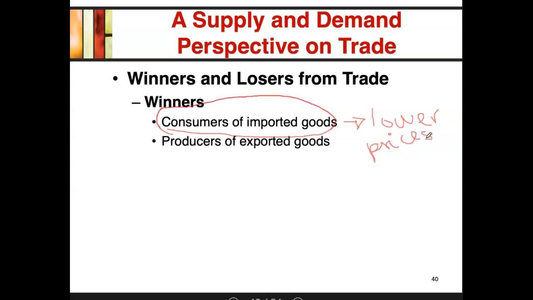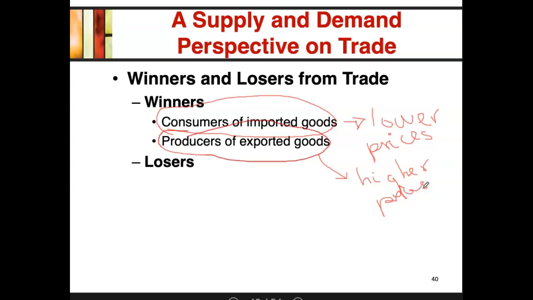Who else wins from trade is producers of exported goods. Why? Because they benefit from higher prices. Okay, so they can sell their goods for a profit. Producers benefit because they can sell their goods at a higher price and hence make a profit.